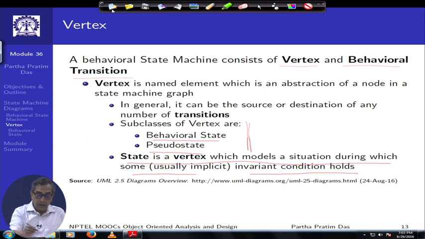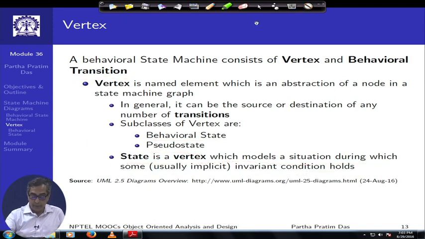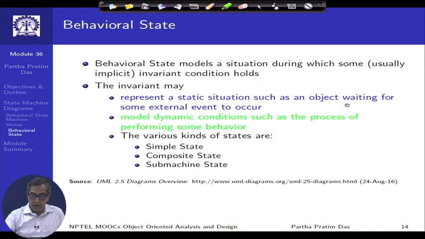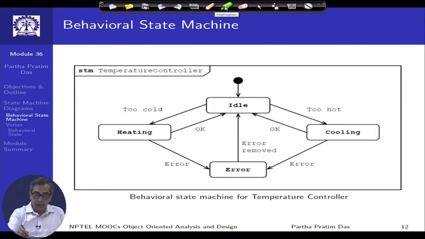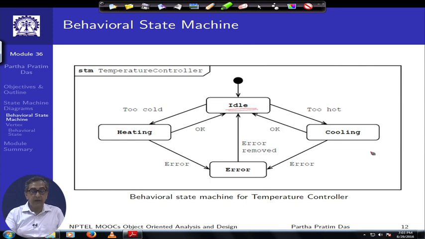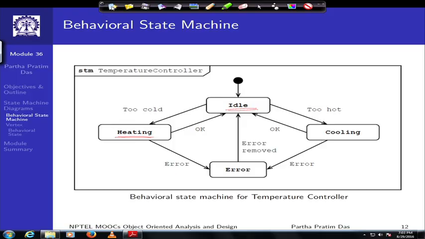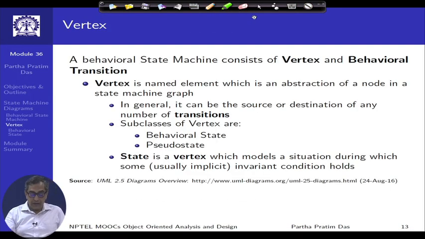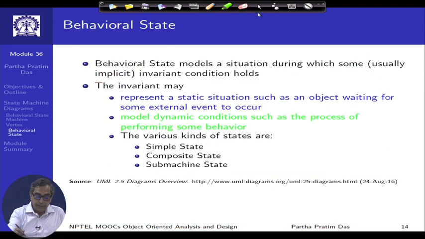So, let me just take you back to here. This is a state because certain invariant conditions hold. The invariant condition is that the temperature is within the desired limits. This is where some other invariant conditions hold: the temperature remains lower than where it should be, and the heater is actually operating, and so on. So, that is how a state will be a vertex, and what you saw there are the different vertices of a behavioral state machine diagram.